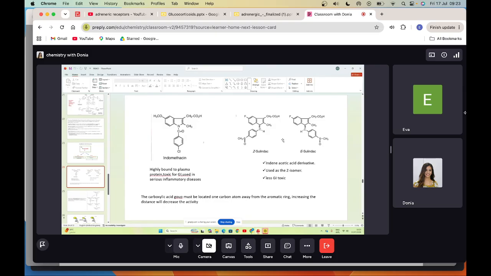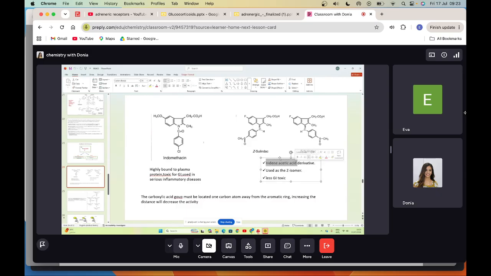But I have a point here in sulindac. Does sulindac have an indole ring? No. Instead of the nitrogen, I have C double bond C here, right? This ring is called an indene ring. So indomethacin has indole acetic acid, and sulindac has indene acetic acid.